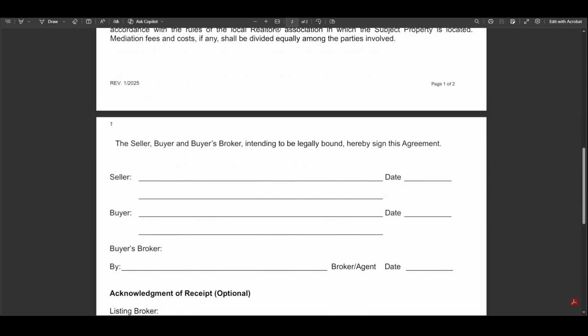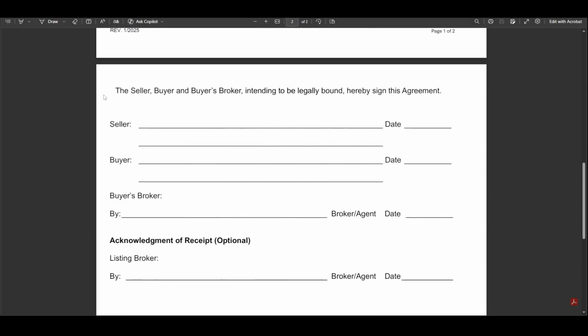Let's move forward. And then here below we have the seller, buyer, and buyer's broker intending to be legally bound hereby sign this agreement. We have two spaces here for two sellers. This would be the signature of the seller by hand, the date, or it can be a digital signature that legalizes the document by using an approved software that legalizes the digital signatures. Buyer has two spaces. If it's two buyers or if it's one buyer, you can leave the second space blank. Then we have the buyer's broker by the name of the broker of the agents, the dates.